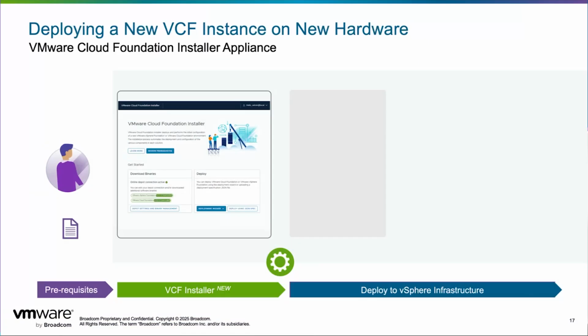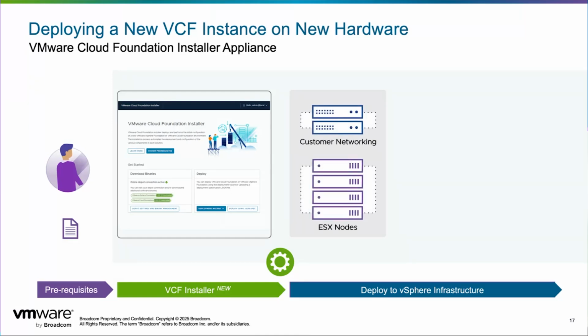Okay, the VCF Installer is a relatively lightweight OVA. I think it's around 2 gig in size, maybe a little bit over, and it just gets deployed in the data center. Its requirement is that it needs to have network connectivity to the servers that are going to make up our management domain. And remember, that management domain is that first workload domain that gets created in a VCF instance.